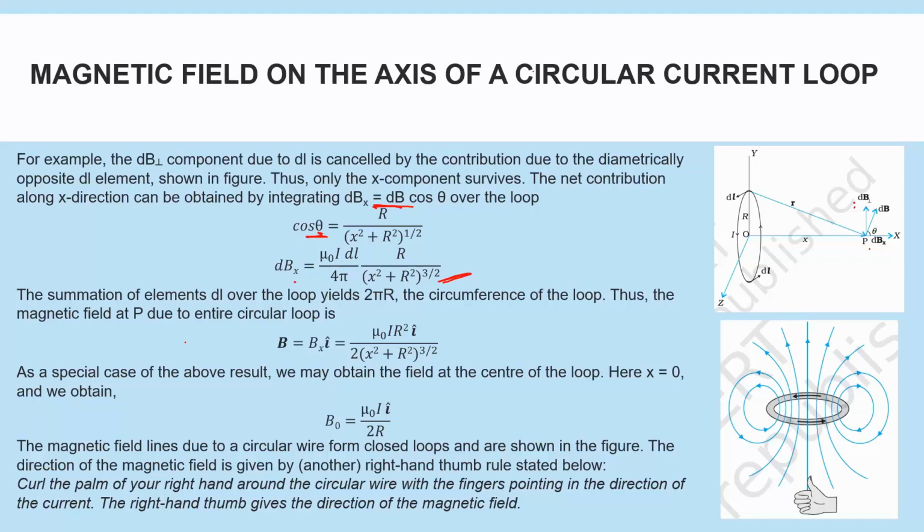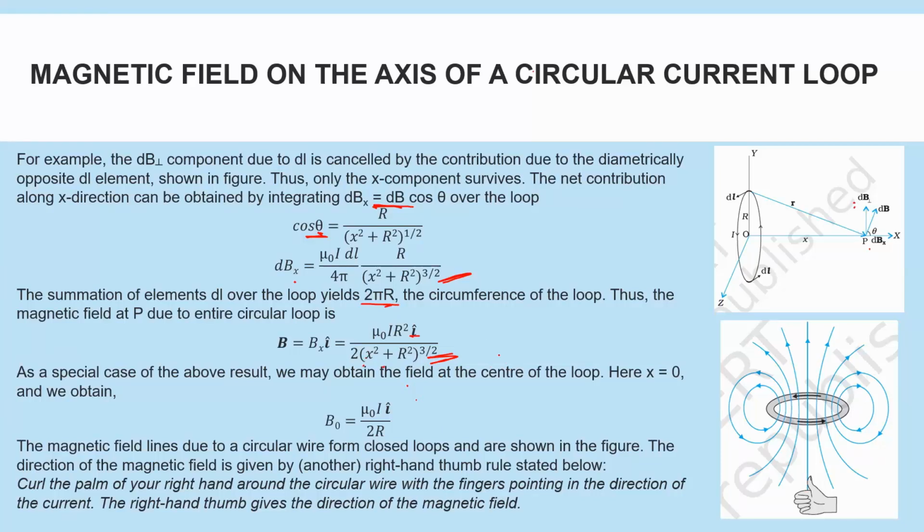Now if we sum the elements dl over the loop, we get the circumference of the loop as 2 pi R. So the magnetic field at P due to the entire circular loop will be the summation over the entire circumference, which leaves us with mu 0 I R square, in the unit vector i direction, upon 2 times x square plus R square to the power three halves. From this result we can obtain the field at the center of the loop; to find it, we have to consider x equal to 0.